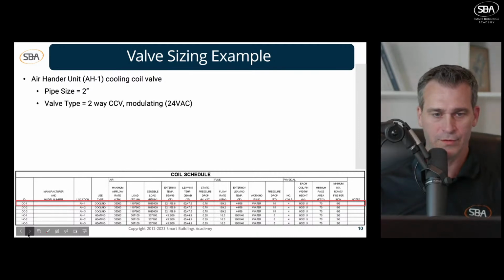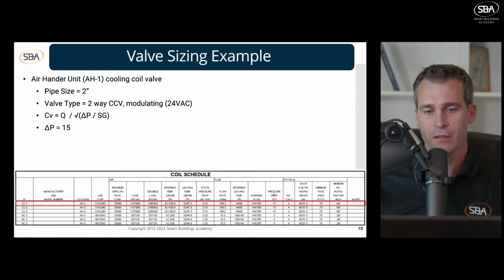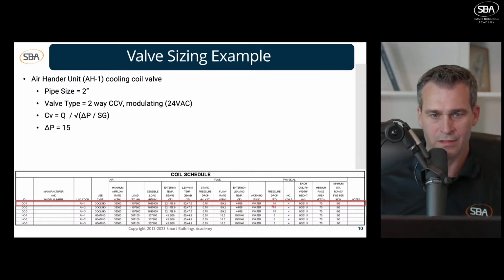We want 24 volts. So we're going to use our formula, all right, that we've shown before. And then we're going to look at our pressure drop. Now, if we look on this schedule, we should have a pressure drop over here on this column. So whenever you're doing your valve sizing, you need to locate the mechanical schedule, because you're going to need some information while you're doing your sizings. This first piece of information we're going to need is our pressure drop across that coil. So that's going to be 15.